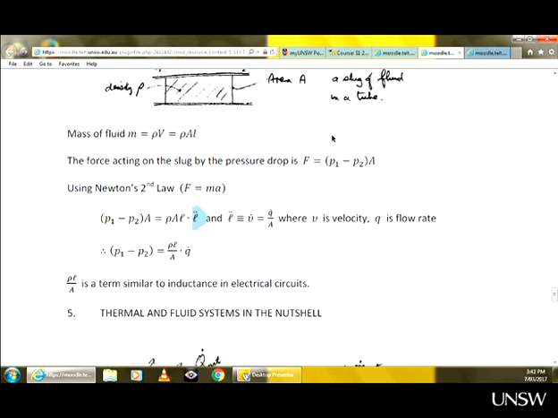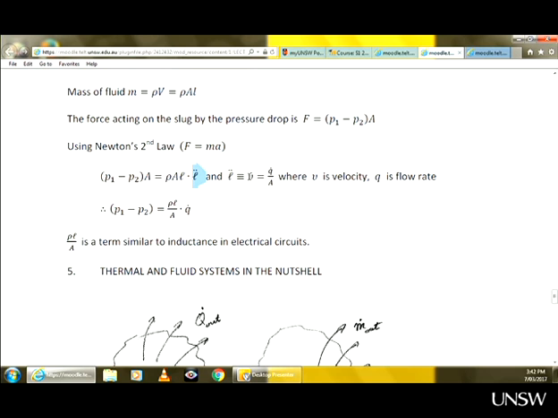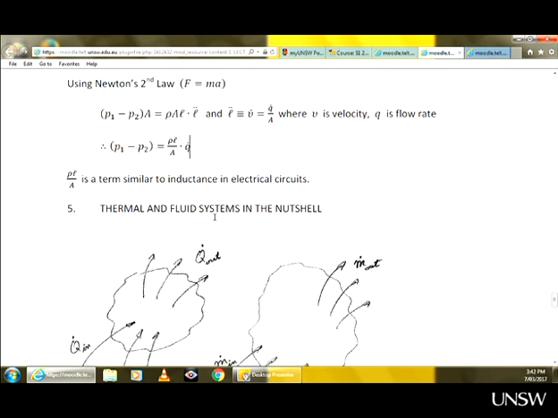L double dot equals v dot, which is acceleration as well. But v equals Q over A. So the volume flow Q divided by A will give us velocity. Because it's velocity dot, we have Q dot here. So finally, the pressure difference will be proportional to Q dot. In case you can't ignore the inertia of the fluid moving, this would be the equation.